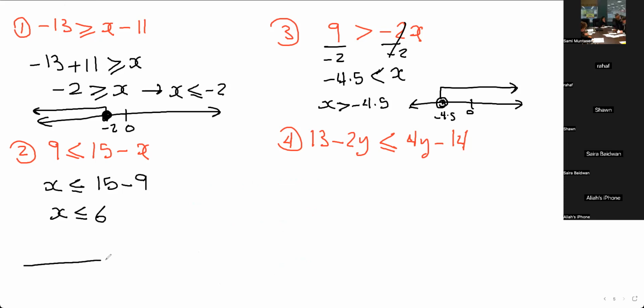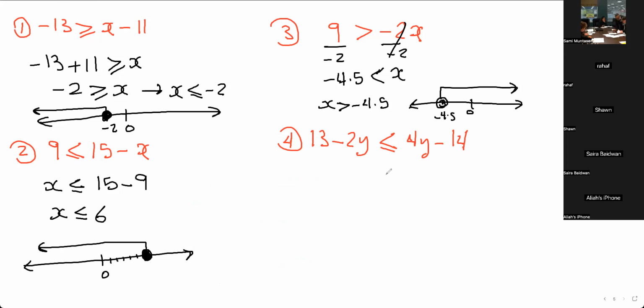Now I'm just going to put this on the number line. 0 is here. 1, 2, 3, 4, 5, 6. So 6 is around here and it's open but it's shaded. Less than, you go this way. So that's what you're shading.